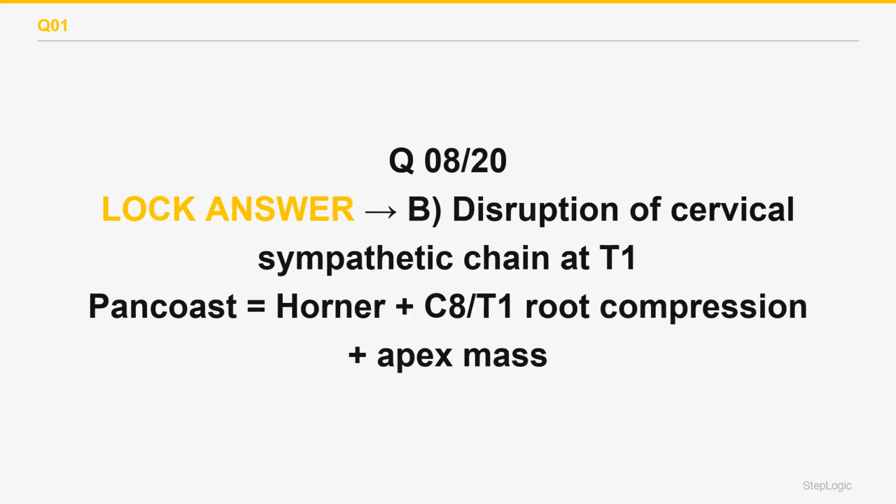Choice A. CN3 compression causes a blurry, dilated pupil, not miosis, and down and out gaze. Horner is specifically ptosis plus miosis. The pupil is small, not large. The distinction is critical. Dilated pupil means CN3 or sympathetic overactivation. Constricted pupil means sympathetic disruption. Horner.